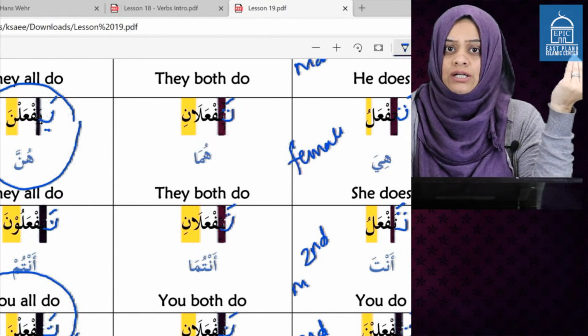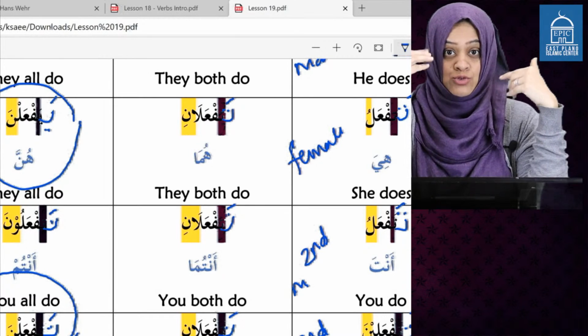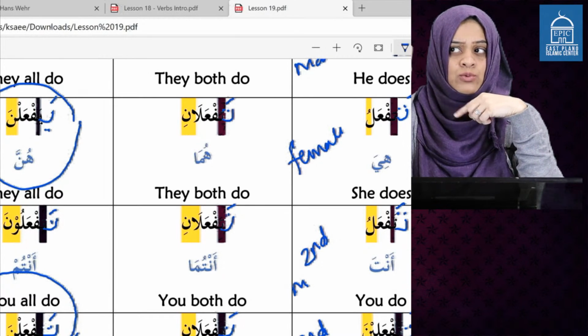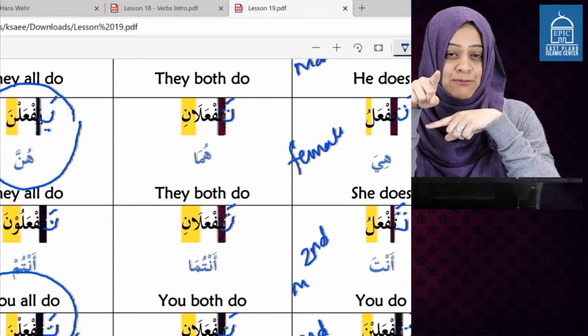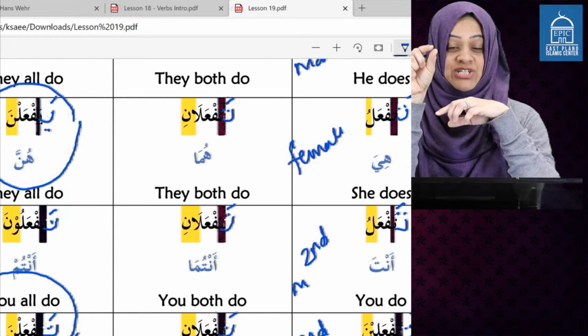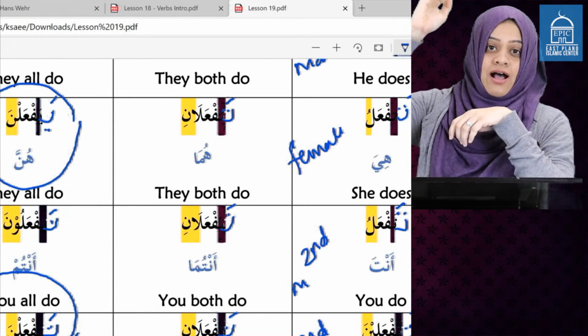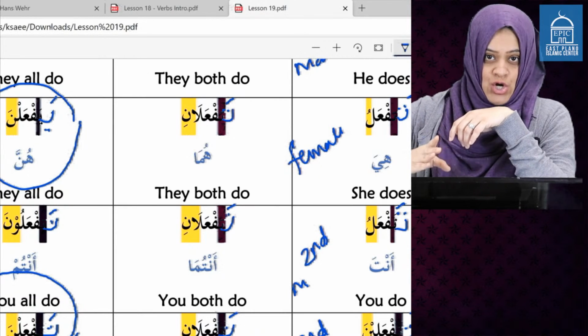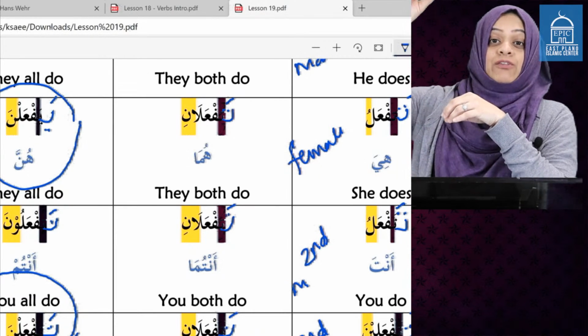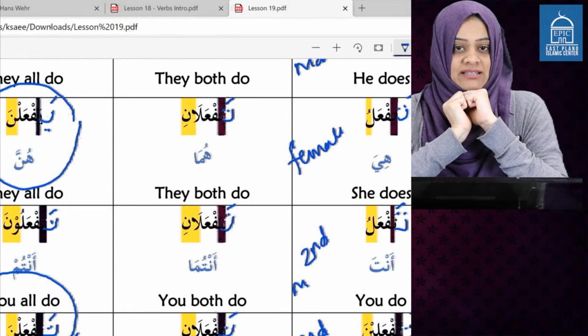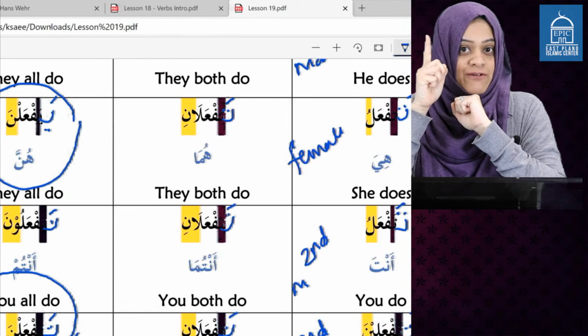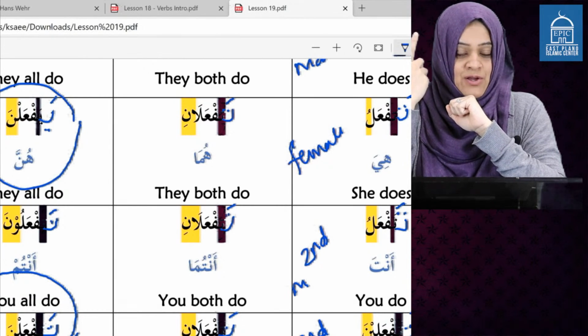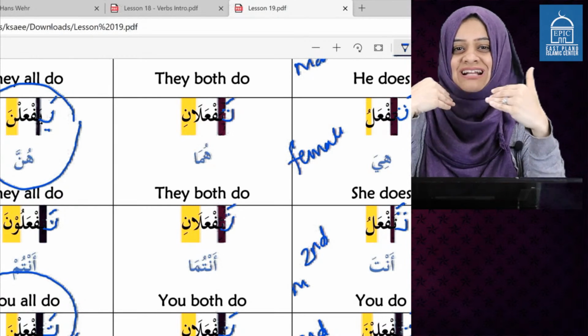Basically, is it singular? If it has a dhamma, you see, yaf'alu, taf'alu, most of the singular ones except for second person female, which has an ina ending. Other than that, the entire mudari chart, the singular has the dhamma ending at the end. Yaf'alu, taf'alu, af'alu. So you just have to repeat it a couple of times.